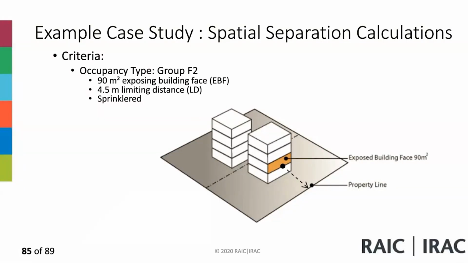You can do that based on tables. You have to tell me which table you're using, 3.2.3.1 B, C, D, or E? It would be E, correct? For an F2, it would be E, correct? Okay, so based on E, what would be the maximum unprotected area of openings?